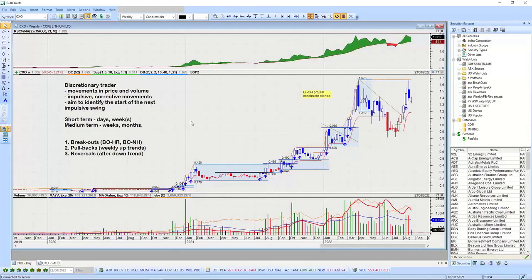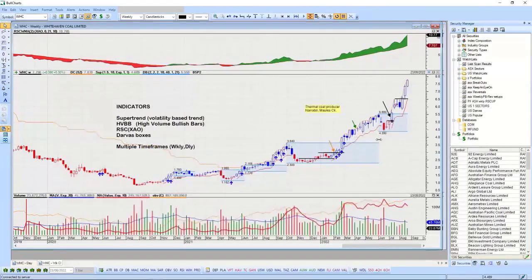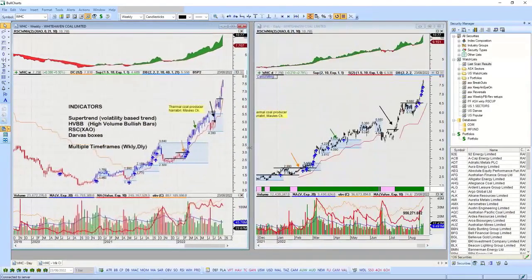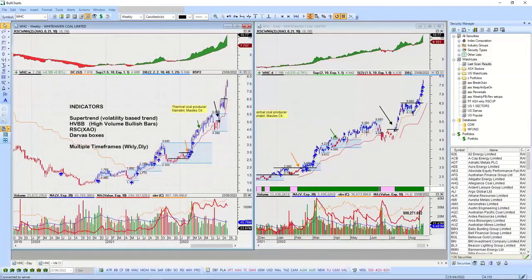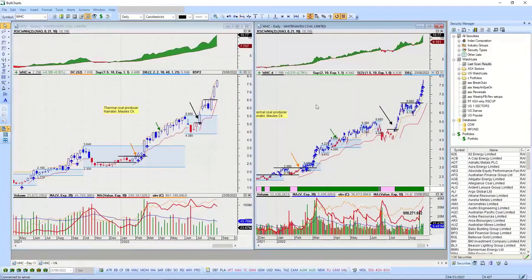Now, I mentioned that I was both a short-term and a medium-term trader. So on all occasions, I'm looking at two charts. I am looking at a weekly time frame to my left and a daily time frame on my right.